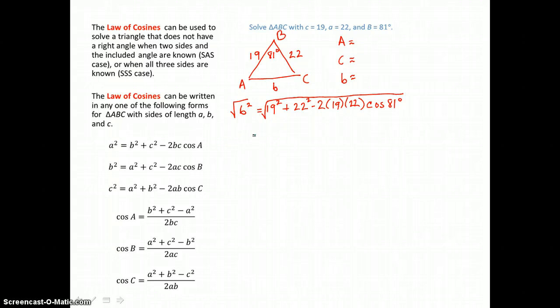So in our calculator, we're going to put the square root of 19 squared plus 22 squared minus 2 times 19 times 22 times the cosine of 81. Make sure your calculator is in degree mode. And I'm getting 26.72 for side B.